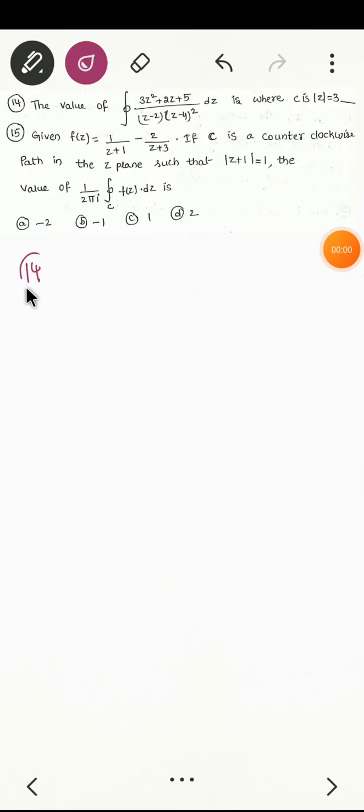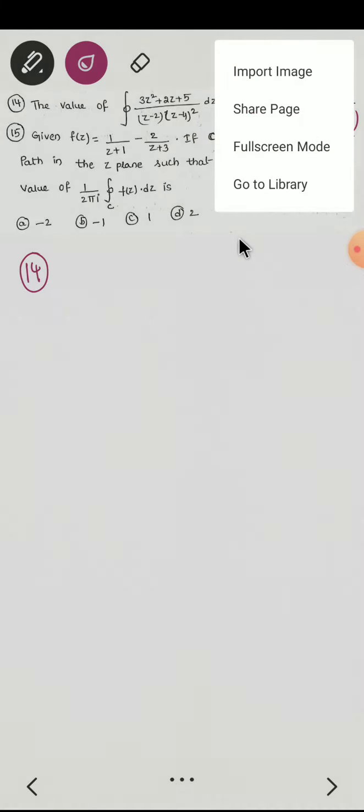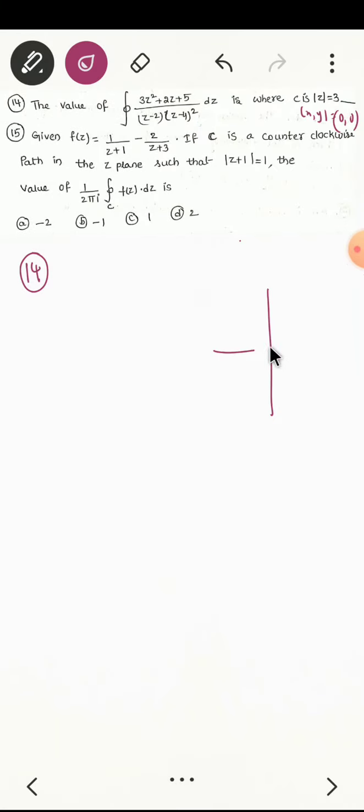Next, problem number 14. The value of the given integral dz, where mod z equal to 3. Mod z equal to 3 means the center is (0, 0) and the radius is 3. That means the circle extends to 3i, minus 3i, 3, and minus 3.